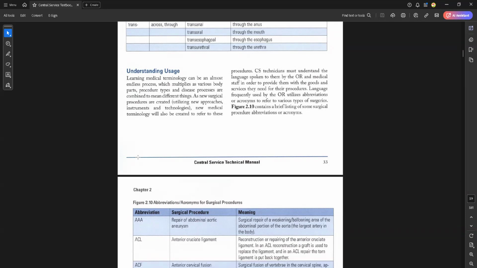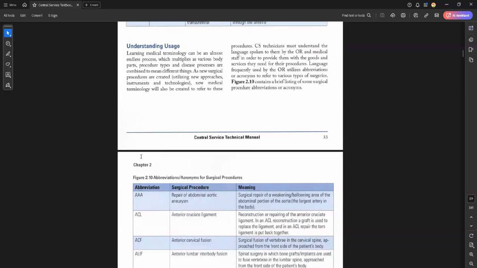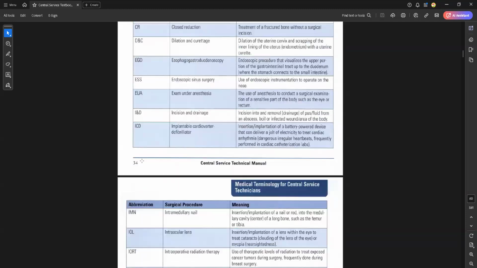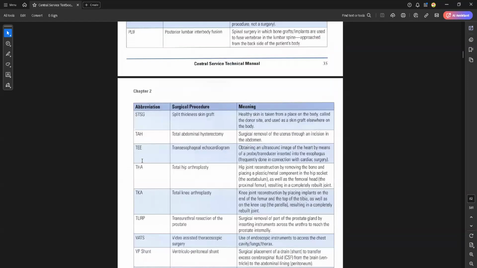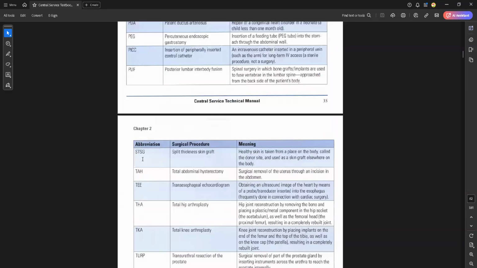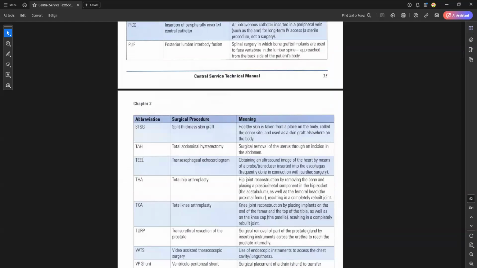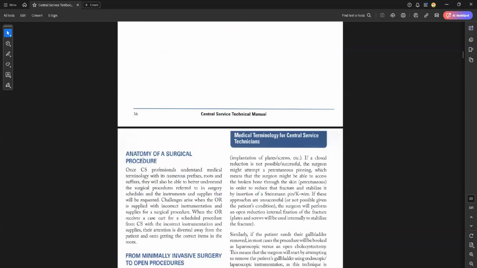That is why this first sentence states very clearly that learning medical terminology can be an almost endless process, which implies that various body parts, procedure types, etc. So that is how it is. So we continue to learn. Now, there are some examples over here, as you can see. Those of you who have the book, when you go to page 35 and 36, you see these examples.